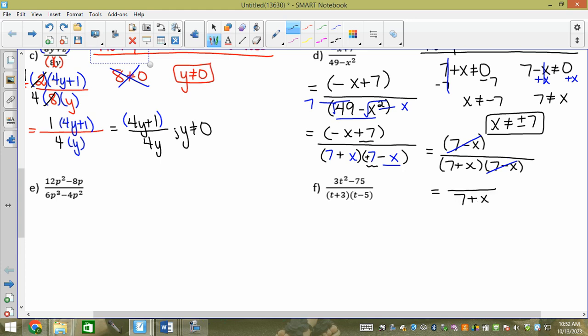It's 1 over 7 plus x, because these slanted lines are 1s, right? So if I have only 1 left in my numerator, I need to show it. And the common error is to write 7 plus x. So if you forget to put that 1 up there, if the whole numerator cancels off, you will get it wrong. And we follow behind with x can't equal plus or minus 7.